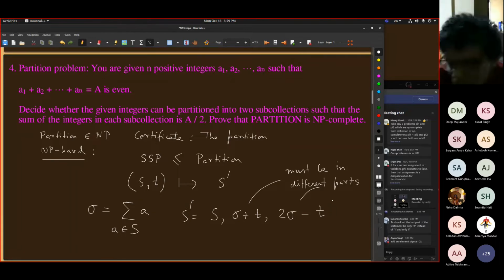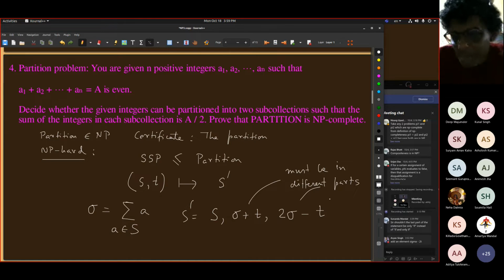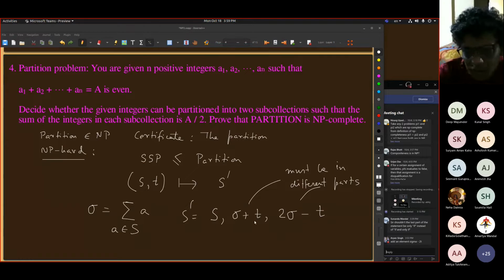Yes, sir. Okay. Yeah, so this is slightly tricky, but this is doable, right? A little bit of thinking will give you a solution like this. I would not say that this is the only possible solution, but there may be other ways of doing this. And this is one of the possibilities. Okay. So that's about the partition problem.